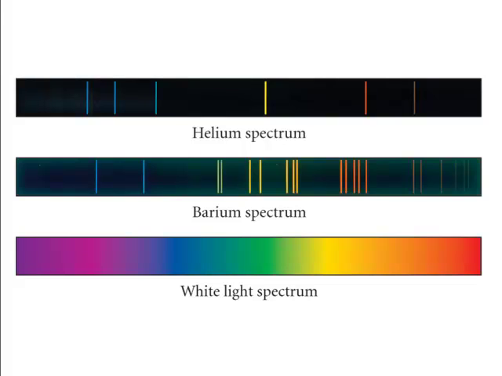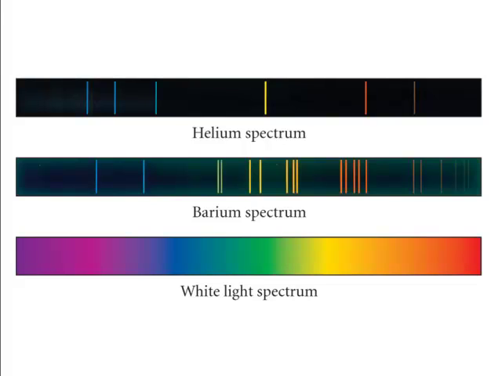Now, just for comparison, keep in mind, in a line spectrum, you can have those black areas where there's no color in between the different lines. Whereas the bottom with the white light, that was a continuum spectra. There's no stopping point. It's a continuous transition from one color into the next. Okay, that's the difference between the two.